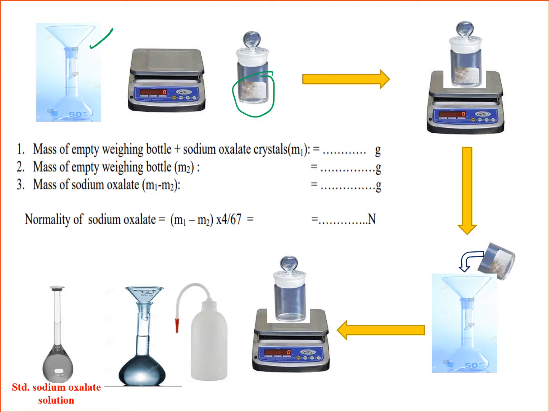What you should see first is whether the weighing balance is showing any reading or not. If it is showing any reading other than 0, you should use the key called the tare key to bring all the values down to 0. Then you pick any one weighing bottle, which is the pre-weighed sodium oxalate, and place it on the weighing balance.